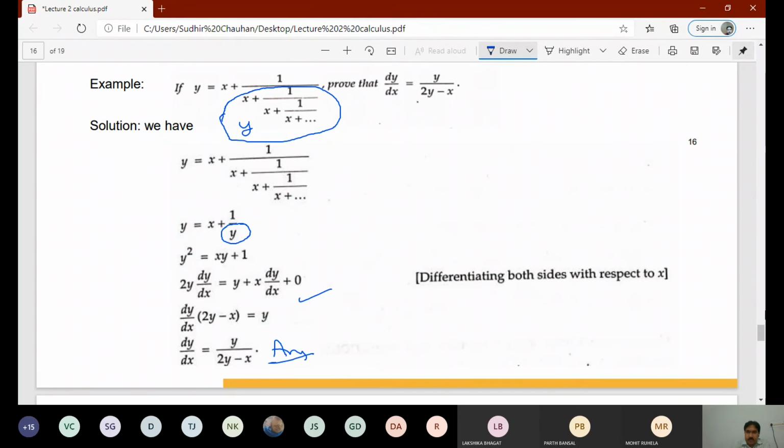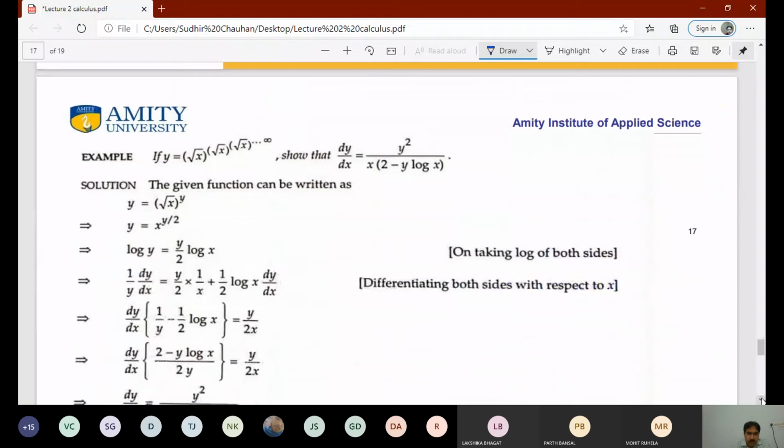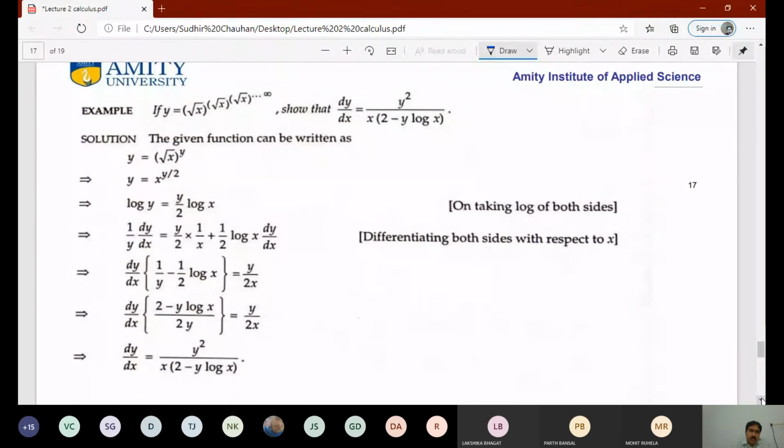So now I think you are comfortable with this. We have many more questions like this. y is equal to under root x raised to power under root x raised to power under root x and so on. So we can write from here it is y, and then we can solve this, so we can get the answer.